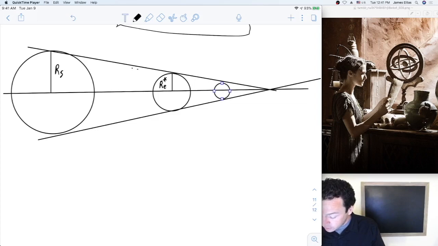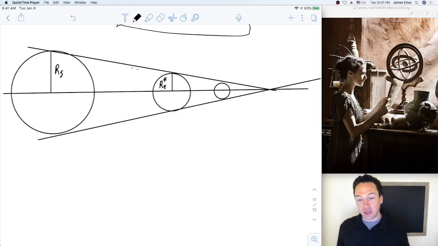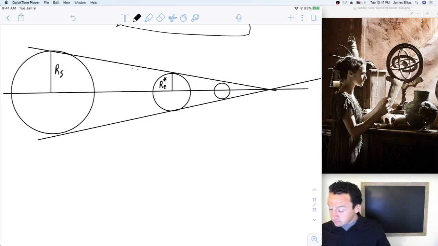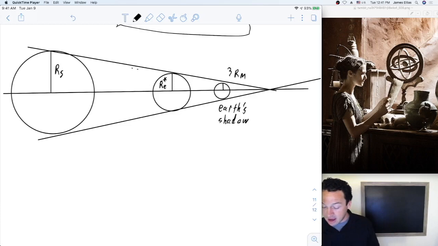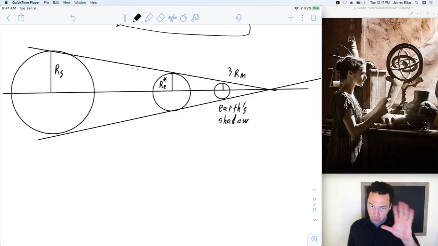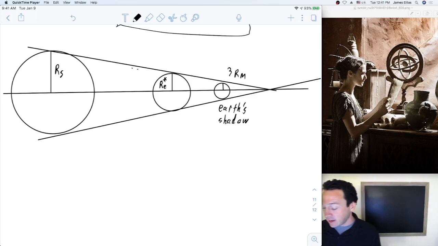The Earth's shadow. Now, the reason that we're interested in drawing the Earth's shadow here, well, you'll see. But basically, we're going to put this radius in here, and I'm just going to write 3 times the radius of the moon. Remember how the Earth's shadow is 3 times the radius of the moon? That's how he thought that. And so he's going to put that on his diagram. You'll see why he puts that on there later.